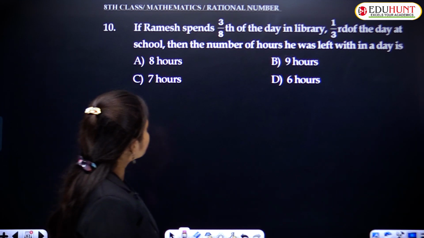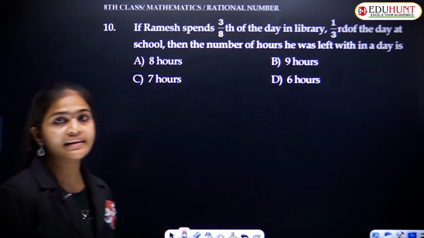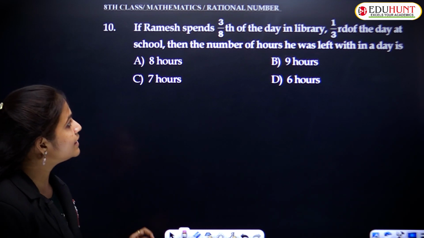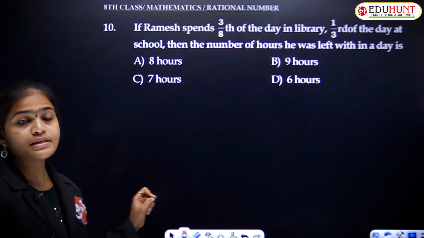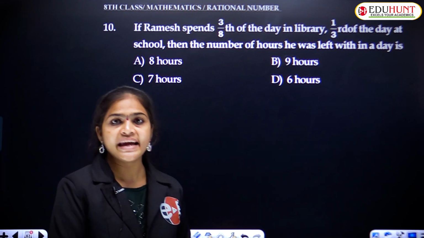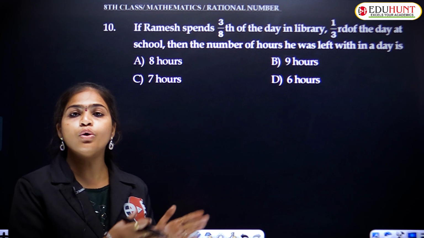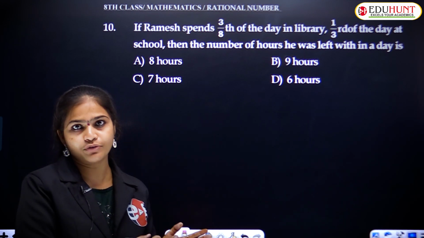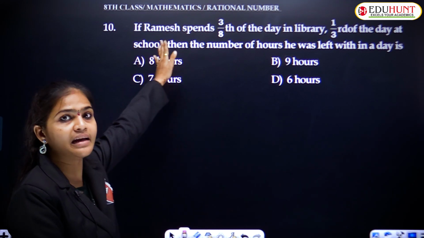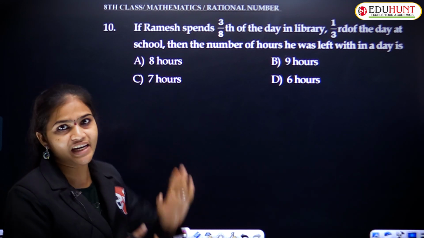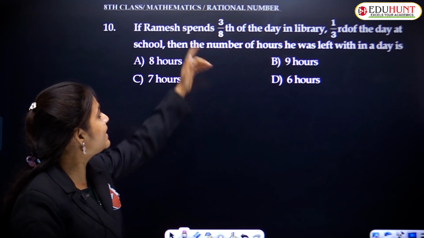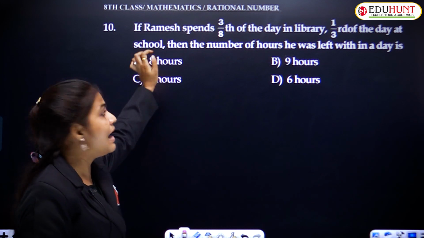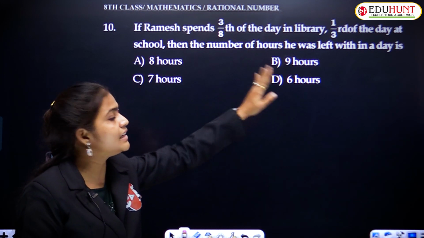If Ramesh spends 3 by 8th of the day in a library and 1 by 3rd of the day at school, how many hours is he left with within a day? So here one person is there, who is that? Ramesh. He spent that in a whole day. In a whole day, how many hours are there? 24 hours. So out of 24 hours, Ramesh spent 3/8 of the day in the library, and next 1/3 of the day at school.